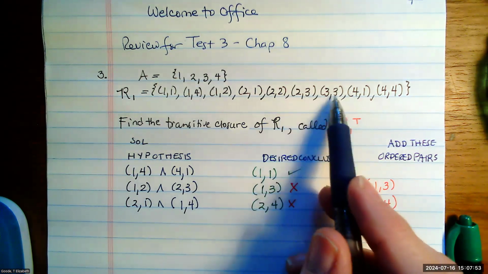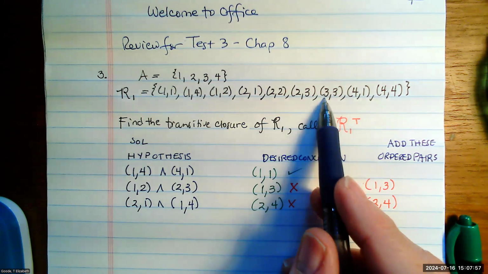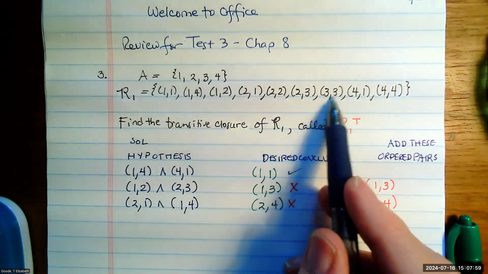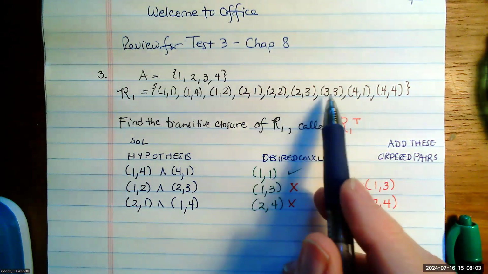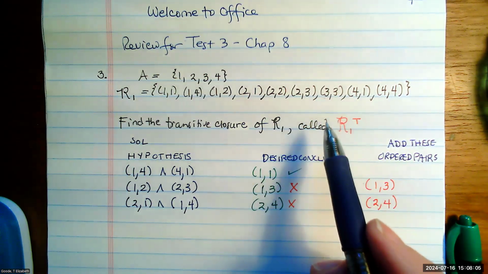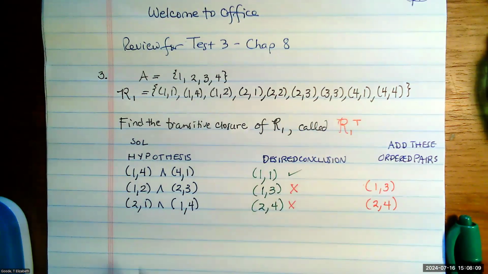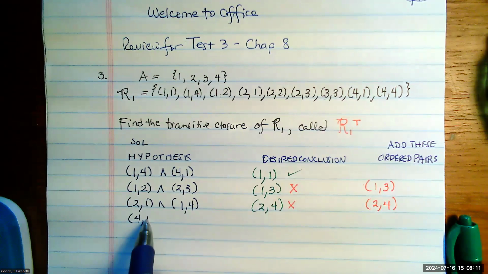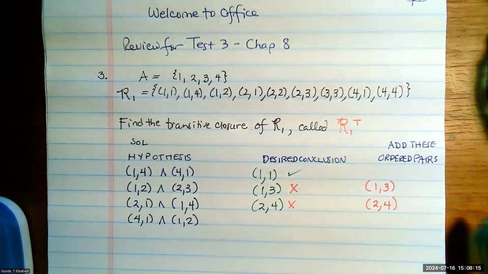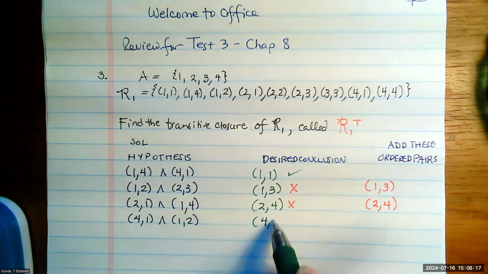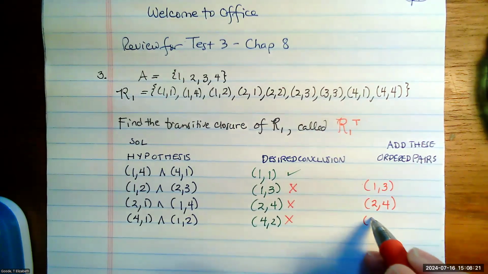The only ordered pair that has 3 as a first coordinate is one of these reflexive pairs, so we know we're not going to add anything from that. How about 4, 1 and 1, 2? Have we done that one? Not yet. It'll be 4, 2. Do we have 4, 2? No, so we're going to add 4, 2.